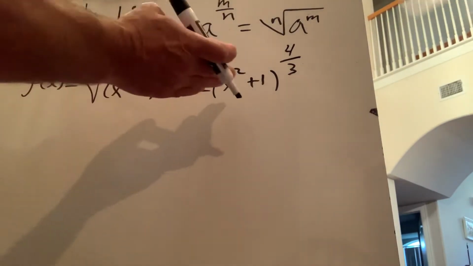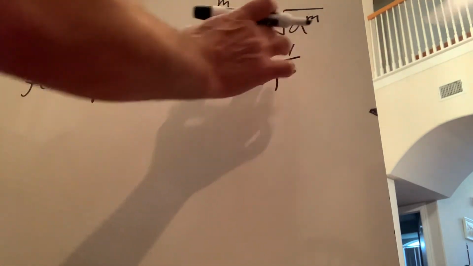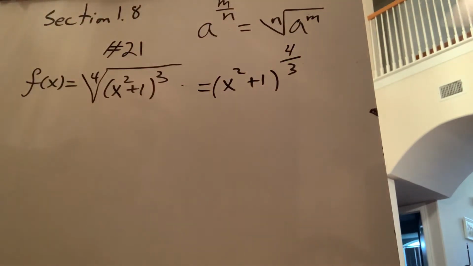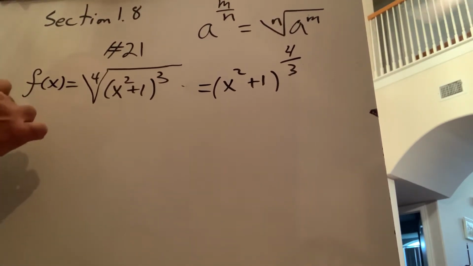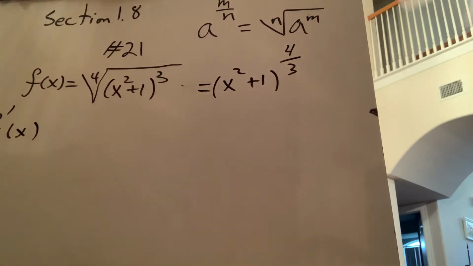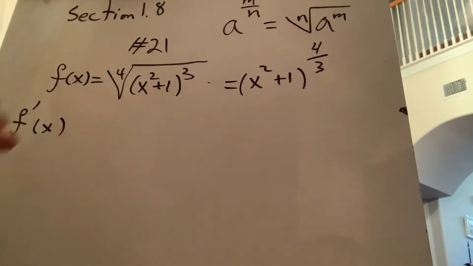So again, as I said, this is very similar to 19. I believe in 19 we had a function to a power 6. So here your power is 4/3. But you follow pretty much the same rule, okay? So again, to get the second derivative, which is the question here, we're going to have to first find the first derivative, because of course the second derivative is the derivative of the first derivative. So we're going to look for f prime first.